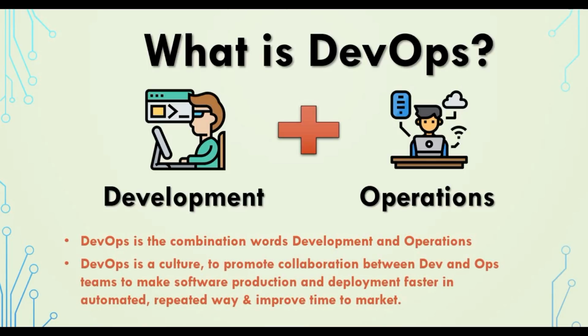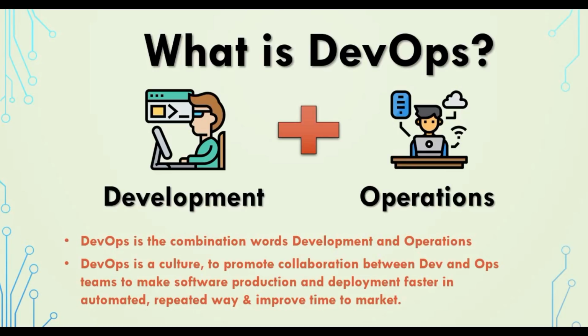It's not tools, or something you think can just be used. DevOps is a culture which promotes collaboration between development and operational teams, and it makes software production and deployment faster, in an automated and repeatable way, which improves the implementation of the software into the market very quickly. So that is the main purpose of DevOps.